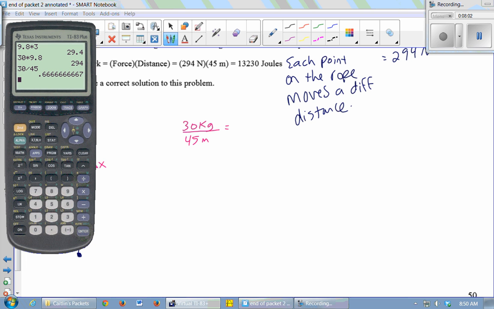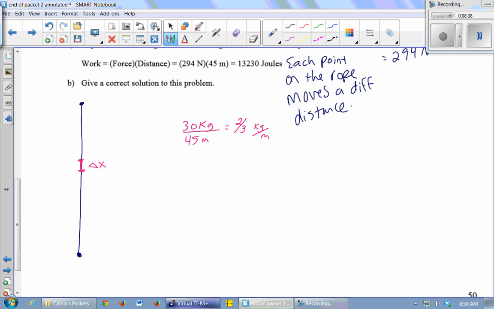2/3 kilograms per meter, right? So each meter of my rope is like 2/3 of a kilogram. How many meters do I have drawn in that little teeny bit there? The pink highlighted part, how many meters long is it? Delta x. So if I want to know its mass, I could take the 2/3 kilograms per meter times the number of meters.